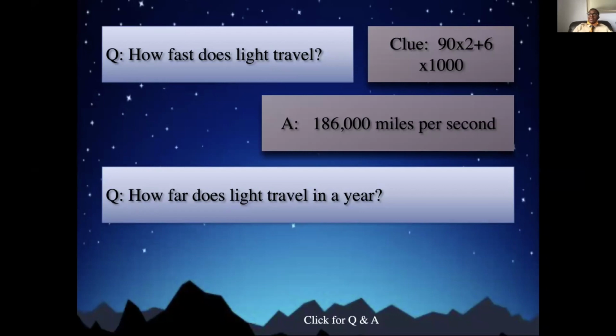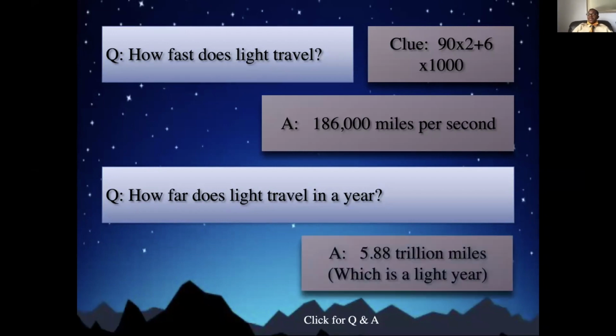If light travels 186,000 miles per second, in 1 year, how far do you think light will travel? How far does light travel in a year? All right, there you go. 5.88 trillion miles. If we round it up, it's 6 trillion miles per year. That is called a light year.